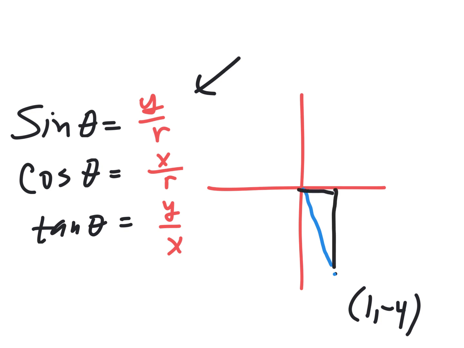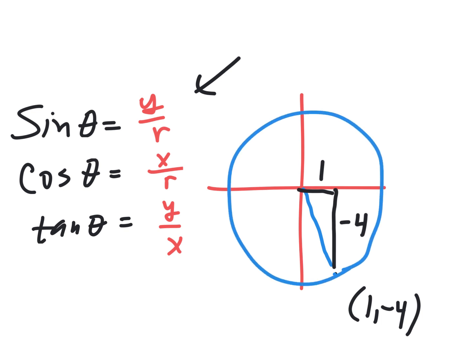Okay, so here's your triangle. Sine. Oh, wait, I got to label the triangle sides. So that looks like it's 1 because it's really short. And this is going down 4, so that's minus 4. And then the radius is never negative, so the radius is the hypotenuse, 2. The reason we call it radius is because you could make a circle around it like that.